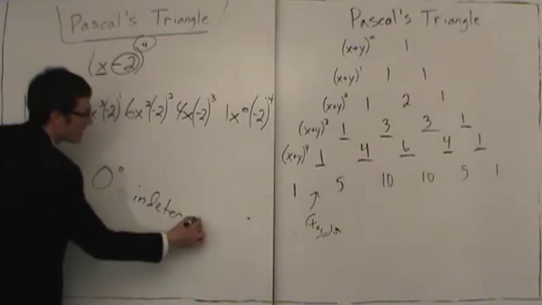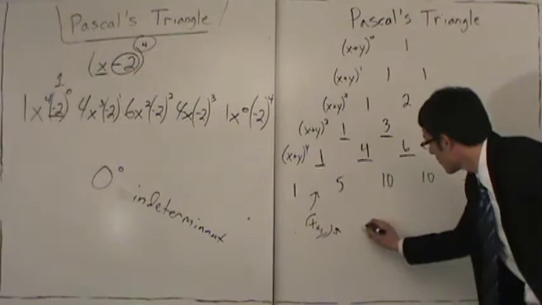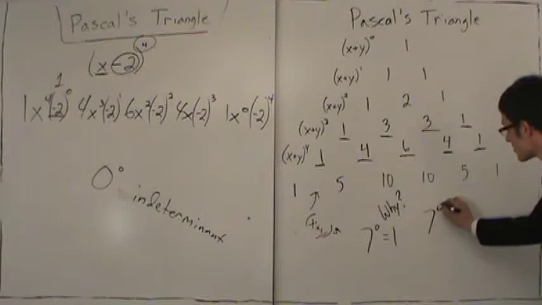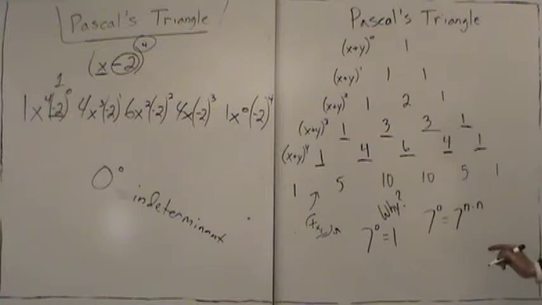By the way, I might as well show you this. Just really quick, why is 7 to the 0 power equal to 1? Why is this the case? Let me show you really quick. I can always answer these questions for you guys if you would like to know. 7 to the 0 is 1 because 7 to the 0 is 7 to the n minus n power. Let's use x. How about x minus x? Okay, so x minus x is 0.